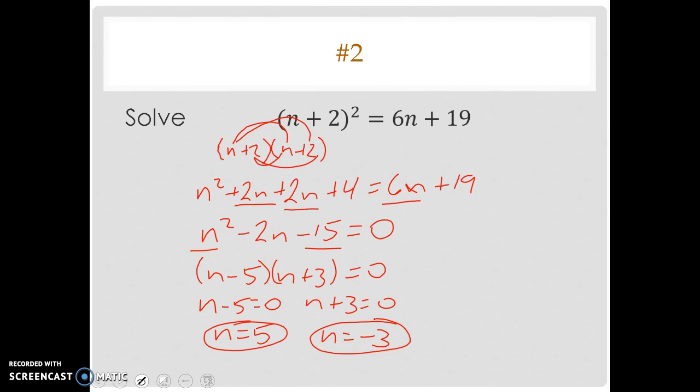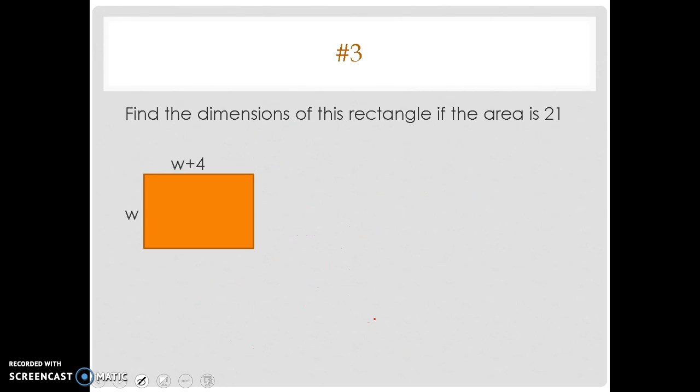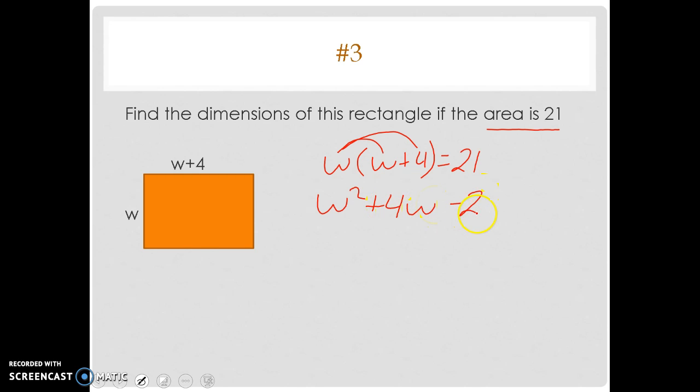And so let's try one more. We want to find the dimensions of this rectangle if the area is 21. Well, to find the area of 21, we're going to take the length times the width. Well, that's W times W plus 4. That has to equal 21. So I'm going to solve this equation, but I'm going to solve it by first distributing that W. It's going to be W squared plus 4W. And then I'm going to subtract 21, so it's equal to 0.